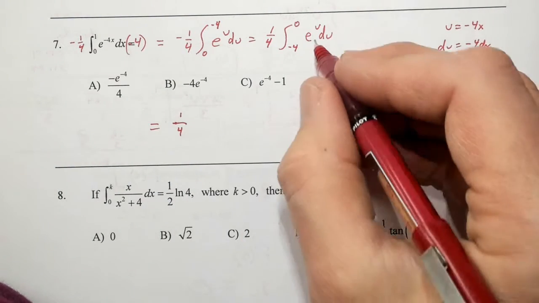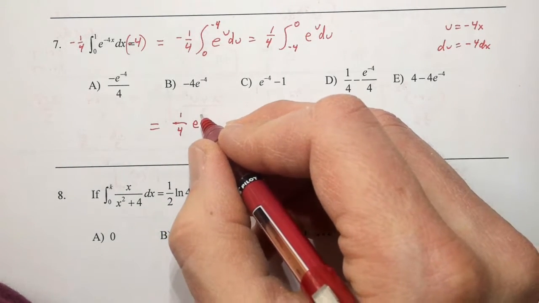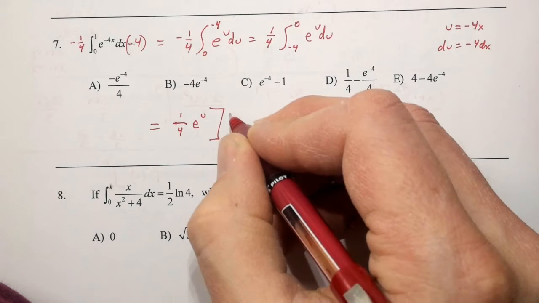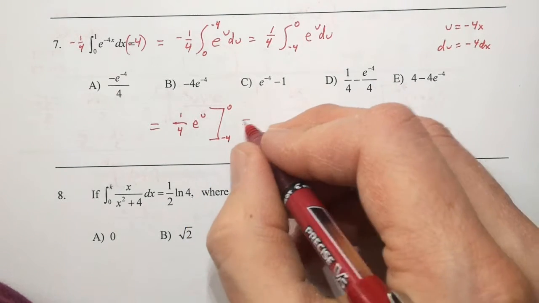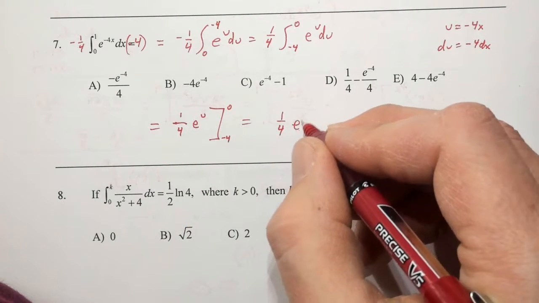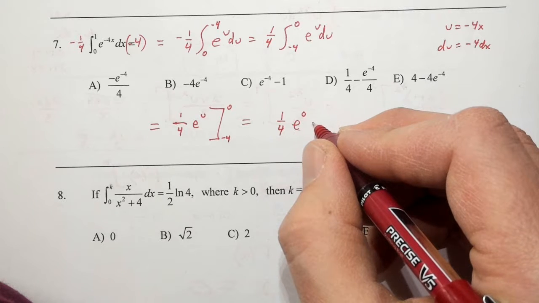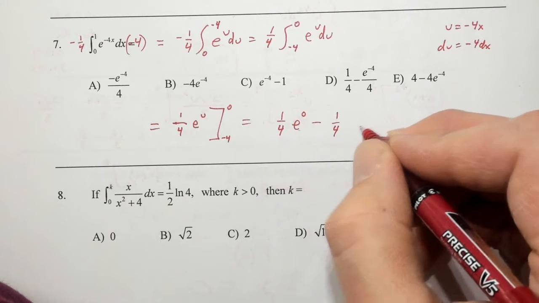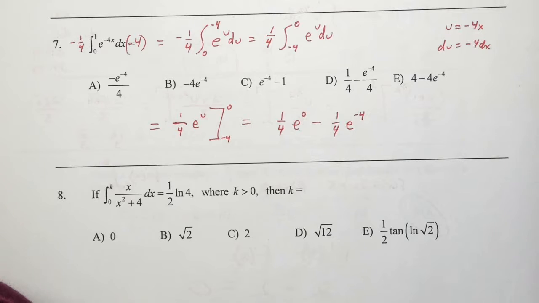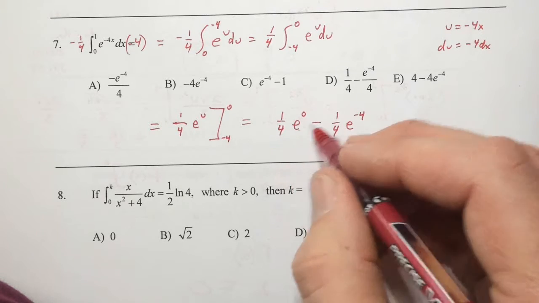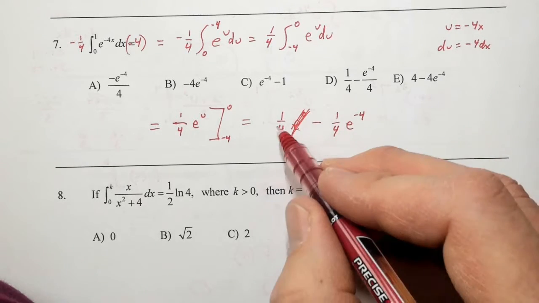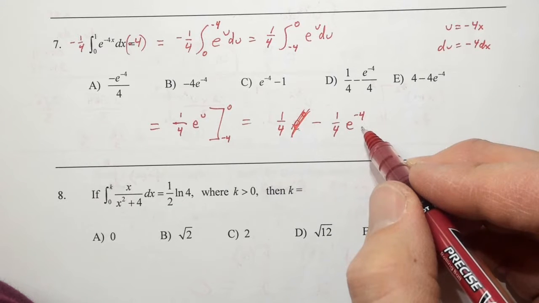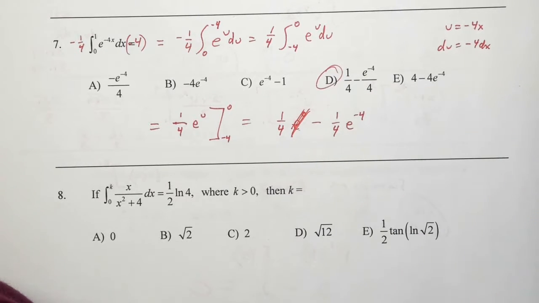So there's our 1/4. E antiderives to itself, and it's being evaluated from negative 4 to 0. So this is 1/4 of e to the 0 minus 1/4 of e to the negative 4. E to the 0 is 1, so we're looking at 1/4 minus 1/4 of e to the negative 4th, and that's D.